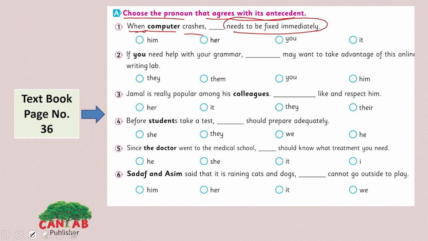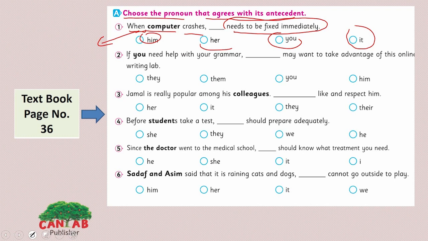Here, computer is a non-living thing. It's not an animal or a person here. We cannot use him or her or you. Yes, it would be "it". It refers to non-living things which have no gender. We can also call it a neuter noun.